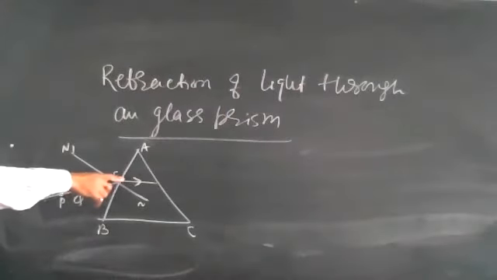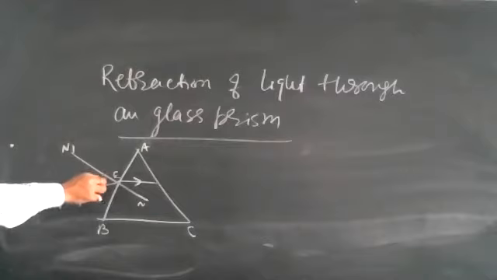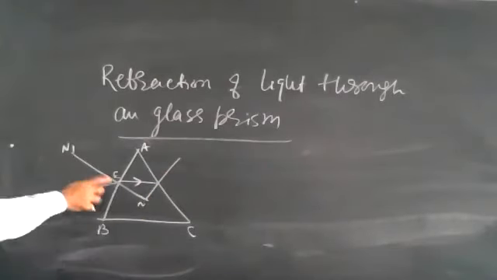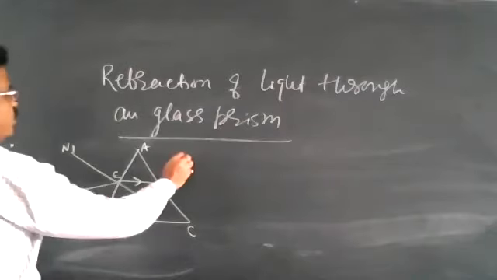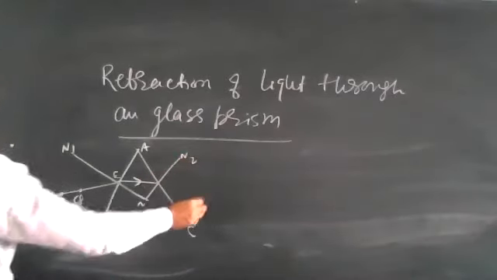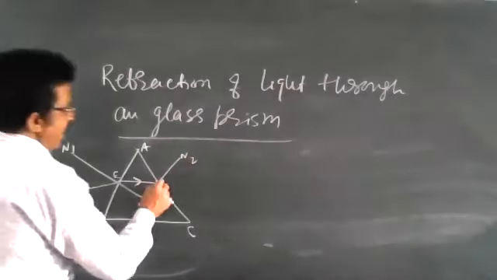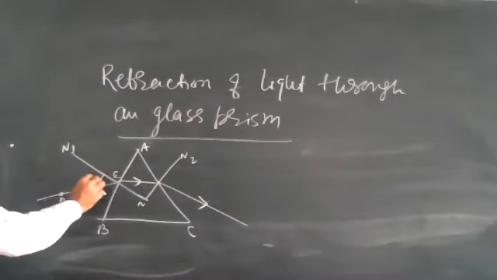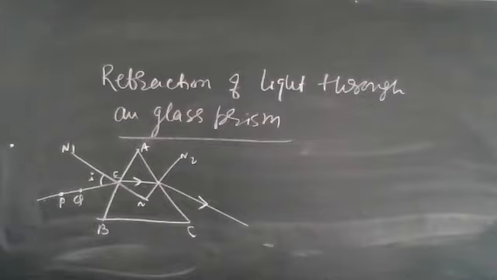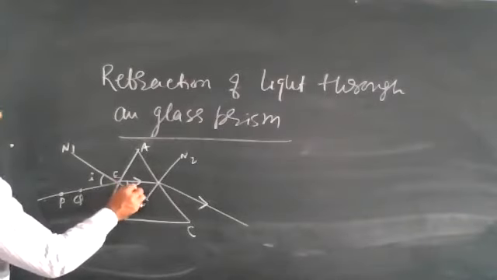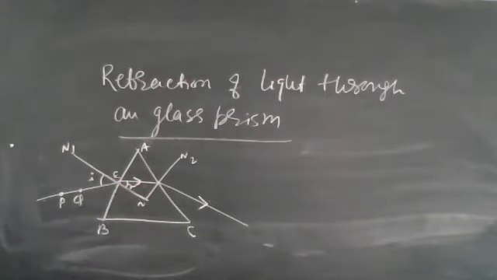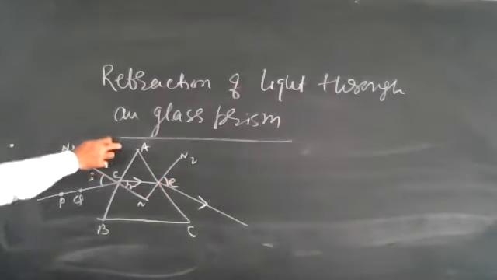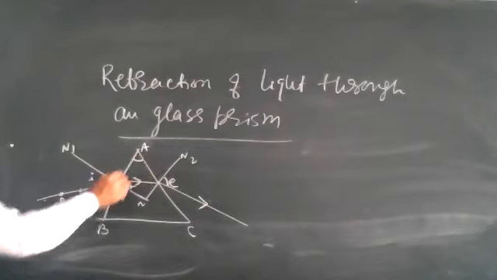Then it is bent towards the normal. Then again here it is a normal, N1 N, here is N N2. Glass to air medium, it will bend away from the normal like this. Here it is the angle of incidence I. Here it is the angle of refraction R. Here it is the angle of emergent E. The triangle ABC, this angle is called prism angle.